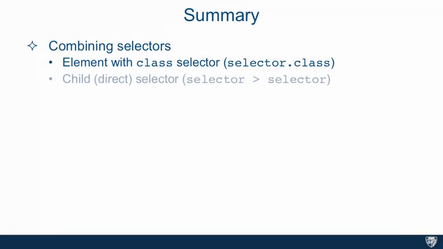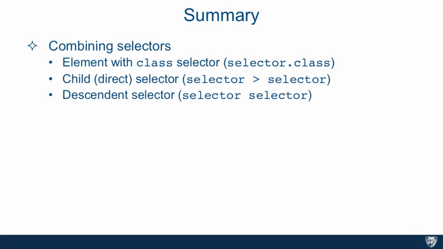So to summarize, we looked at different ways of combining selectors. We looked at the element with class selector, which is a selector without a space followed by a class definition. We looked at the direct child selector, which is a selector with an angle bracket followed by another selector. And we looked at a descendant selector, which is a selector with a space followed by another selector. And notice that I'm using the word selector, not necessarily element, just to remind you that it doesn't have to be an element. It could be any selector that is used in combination with another selector.